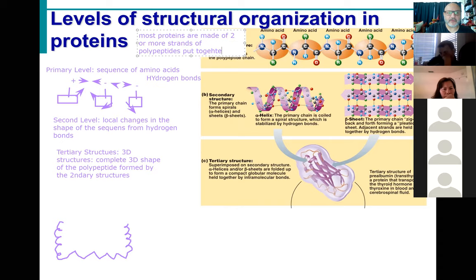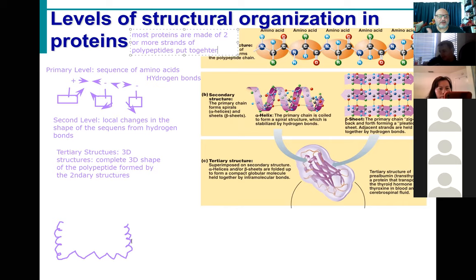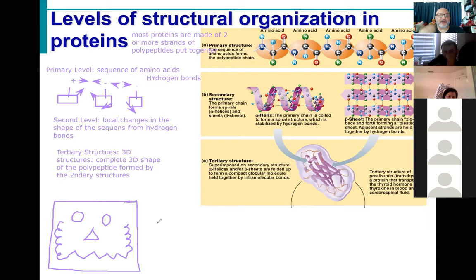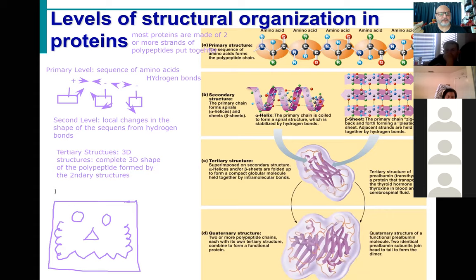And so when we take those strands and put them together, like here I've got these strands, but then let's say that I also make a linear polypeptide sequence, and then maybe a globular polypeptide sequence. And when I put those all together, I have a fully functional protein. And so when I put the subunits together, that forms what we call the quaternary structure.